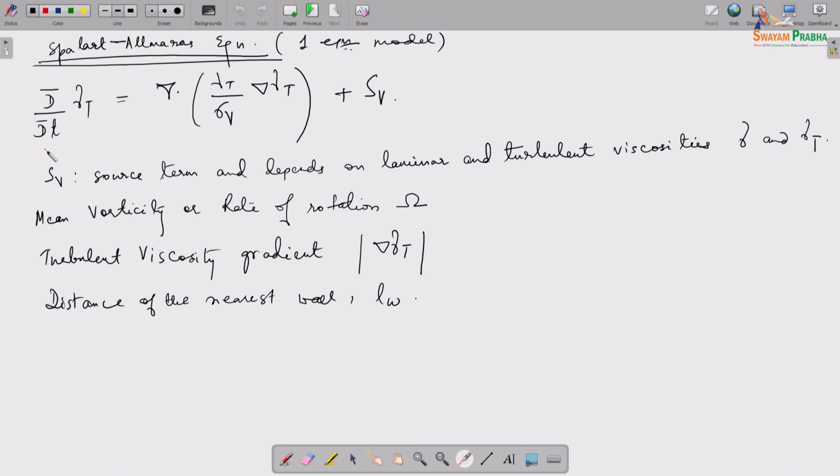We write it like this, and the source term here is S V really, so that depends on nu and nu t, and mean vorticity or rate of rotation, and the turbulent viscosity gradient. This is for the nearest wall, L W. So I think that's all as of now. That is all to talk about.